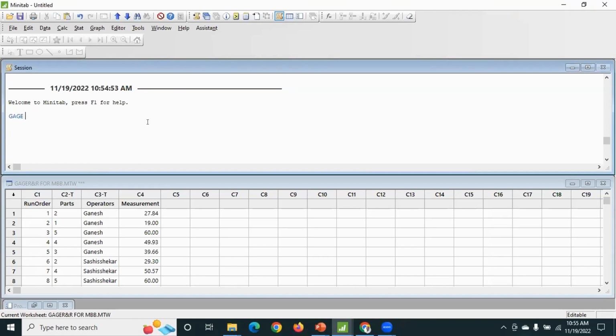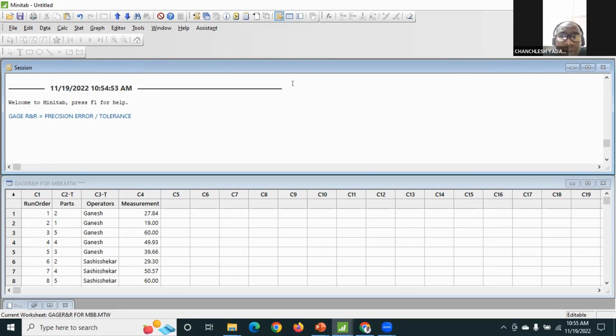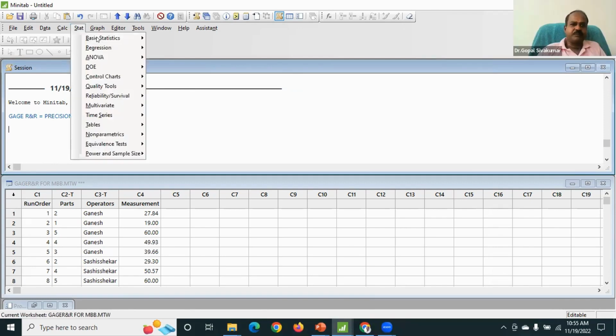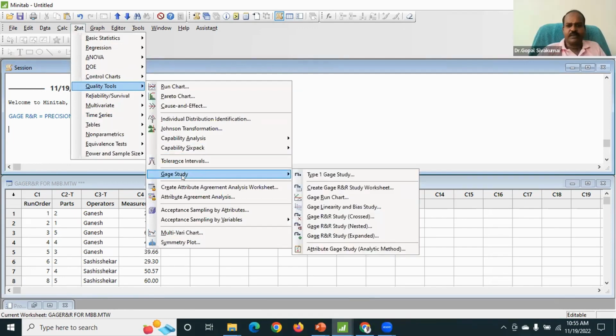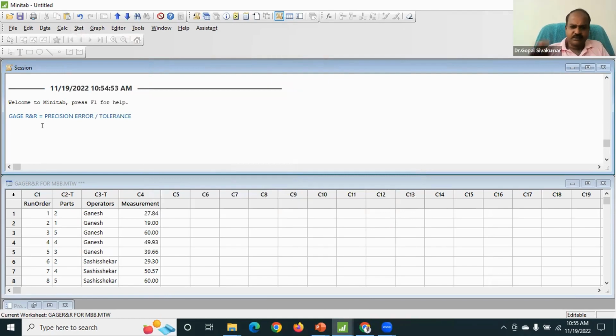Yes, sir. So we are measuring something called a gauge R&R. What is this gauge R&R? Gauge R&R is precision error divided by tolerance, right? Excuse me, sir. This gauge spelling is something like GAUGE, no? No, it is this only. You can see here. This is gauge only, right? Okay. So both spellings are used, but here it is gauge only. Now the precision error.